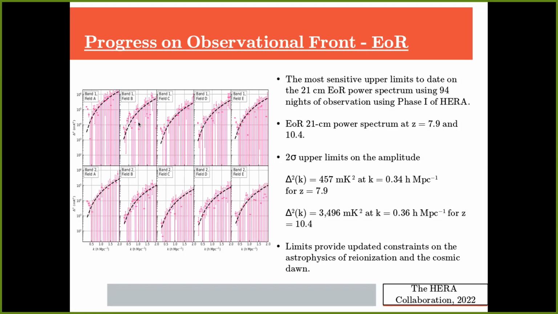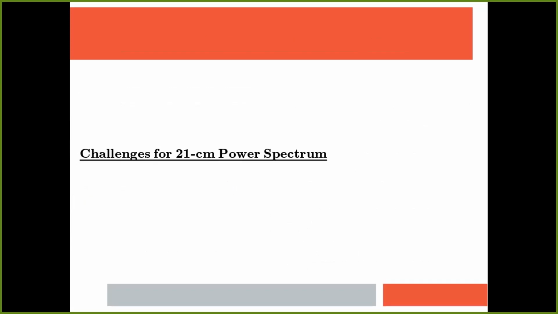And from their results, we can see that they have reported that many of the observed points in the power spectrum are consistent with noise. And the limits that they have provided update constraints on the astrophysics of reionization and the cosmic dawn, where they have ruled out a number of cold reionization scenarios using the limits that they have obtained.